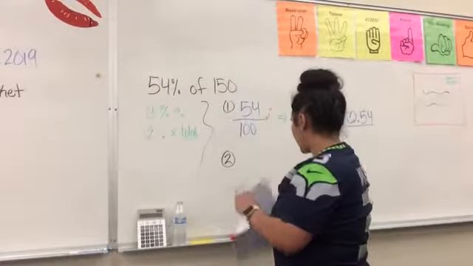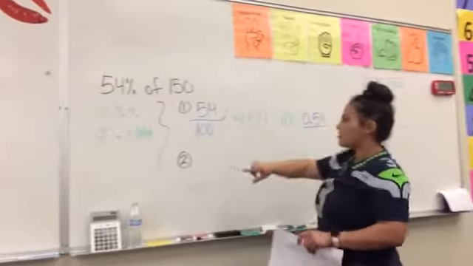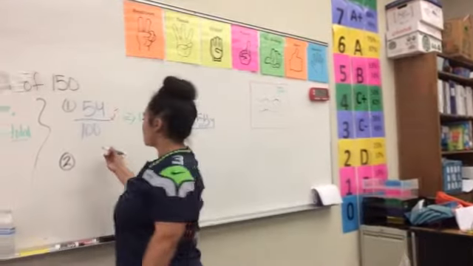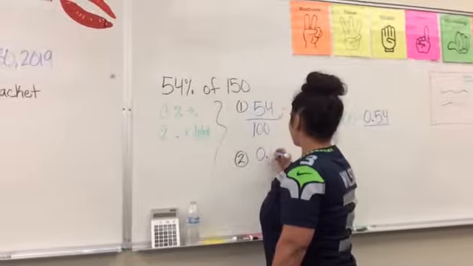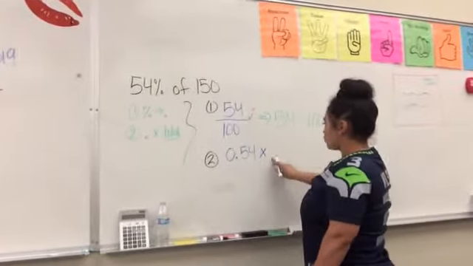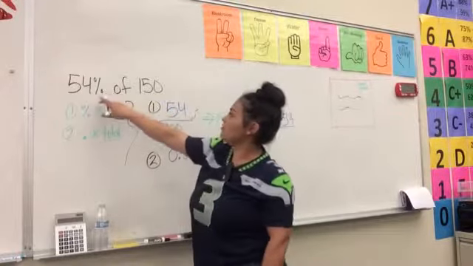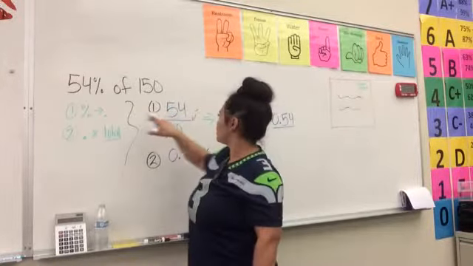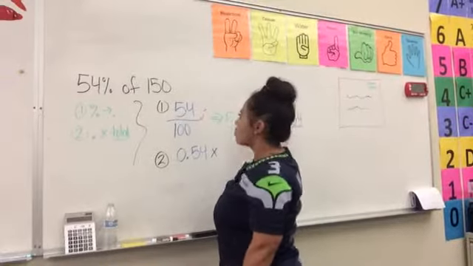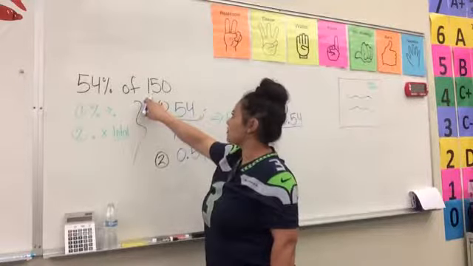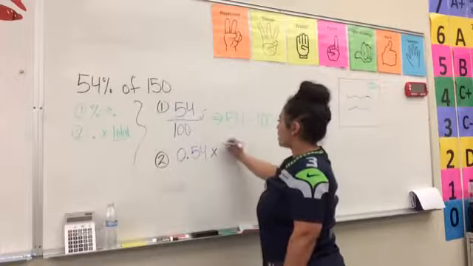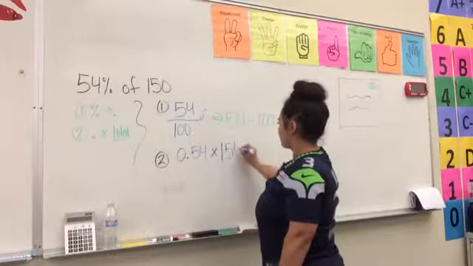In that case, our decimal, as you recall from step 1, is 0.54. So I'm going to take 0.54 and I'm going to multiply it by the total. In this case, I only have 2 numbers I'm working with. Well, I already took care of the 54. I turned the 54% into a decimal. So I now only have to work with 150. So I know I'm going to multiply 0.54 times 150.